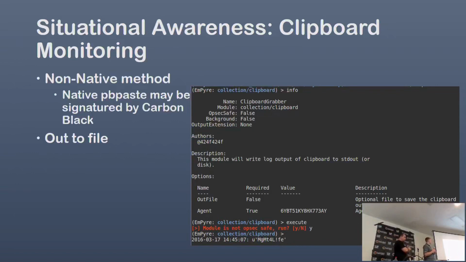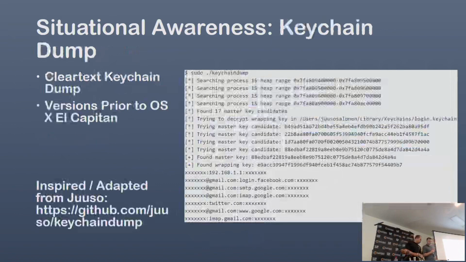So we actually developed a non-native method, all pure Python, and it basically sends a clipboard right to a file and downloads it for you. As we talked about before, keychain dump. There's been some really cool research done by a lot of people in the industry. In our case, we use the keychain dump. It's actually inspired and adapted. There's a link if you want to go check it out.